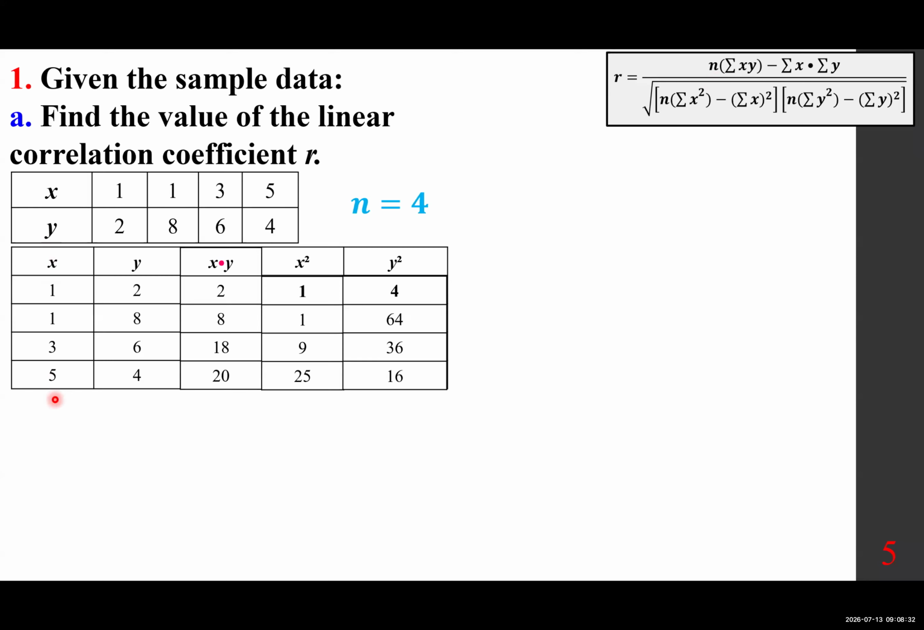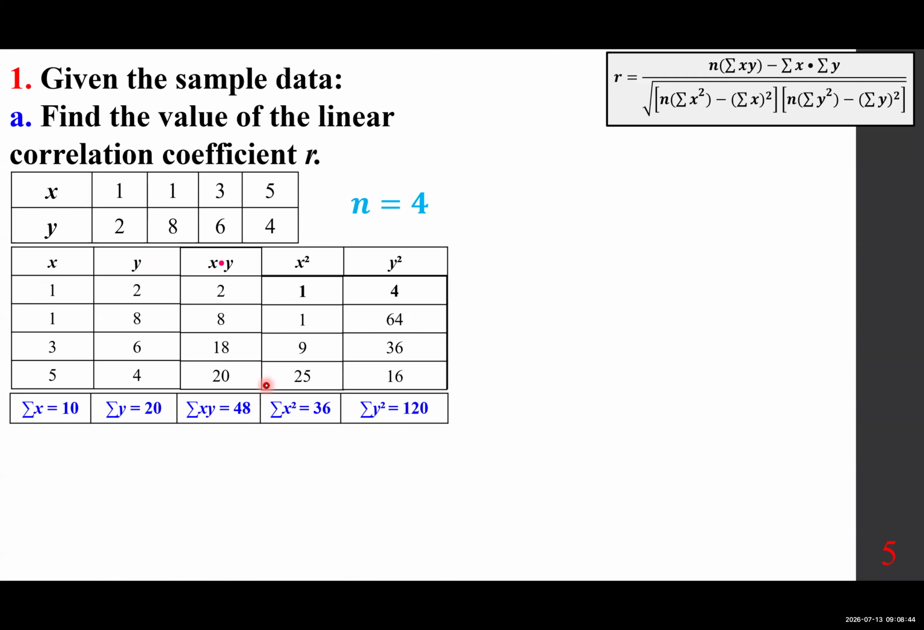We need summation of x. We add those: 1 plus 1 plus 3 plus 5. Then we add those: 2 plus 8 plus 6 plus 4, and the rest of them as follows. So as you can see, the bottom row consists of the summation of this column, summation of x, summation of this column, summation of y, summation of xy, summation of x squared, summation of y squared.